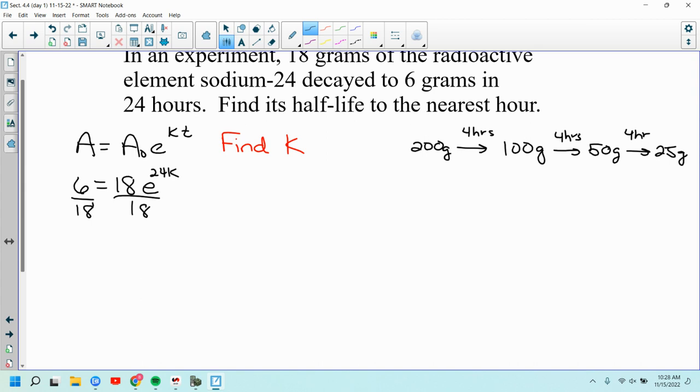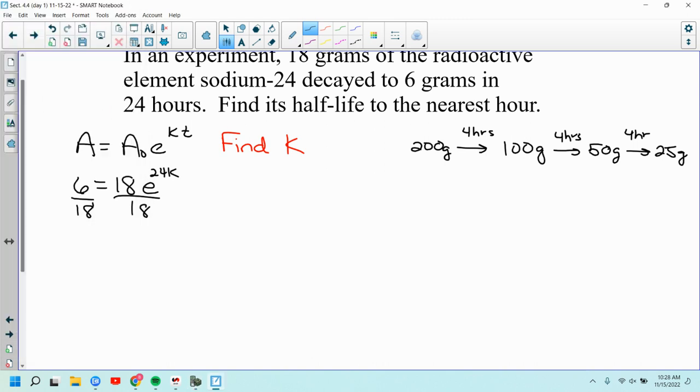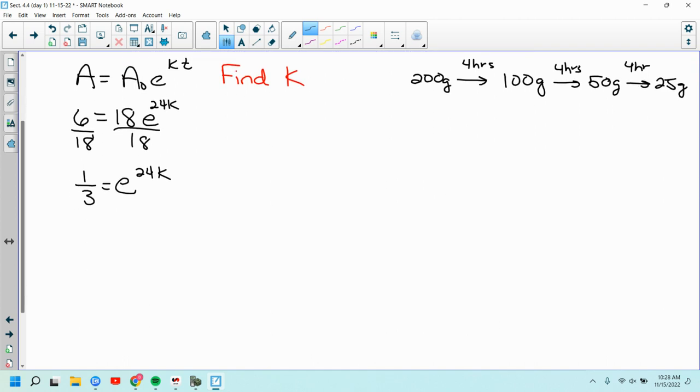Now, if you use your calculator and you divide, it's going to give you a repeating decimal, 0.3 repeating. You don't want to round off. If you have something you'd have to round off, keep it as a fraction. 6 over 18, I want to reduce that to 1/3 equals e to the 24k. I'm not going to round off yet.